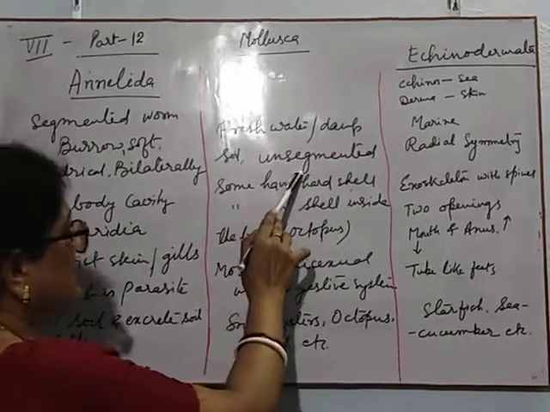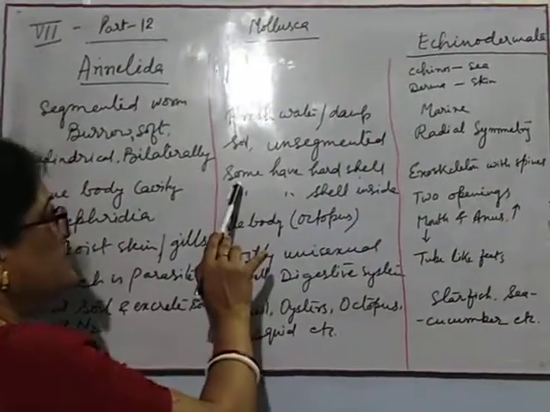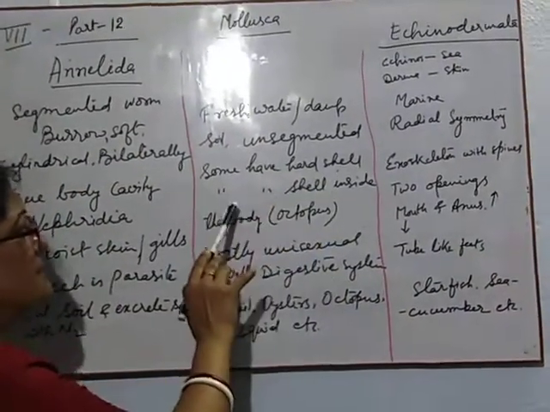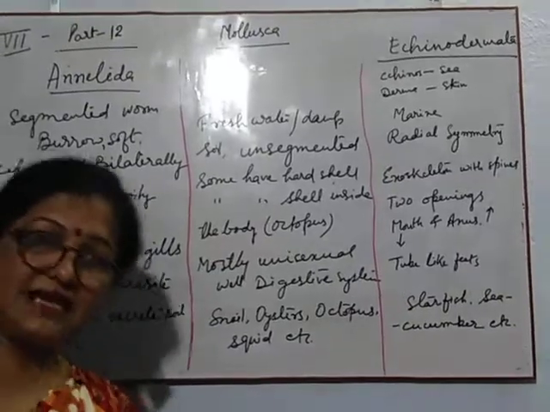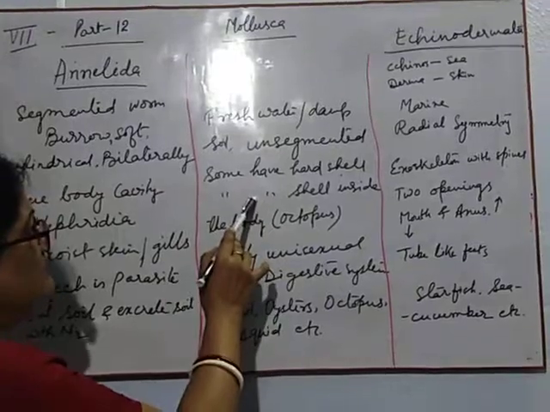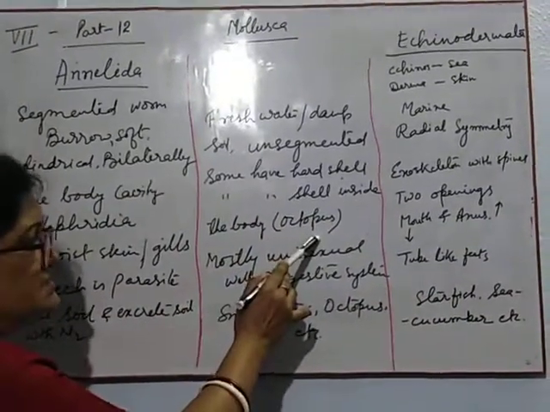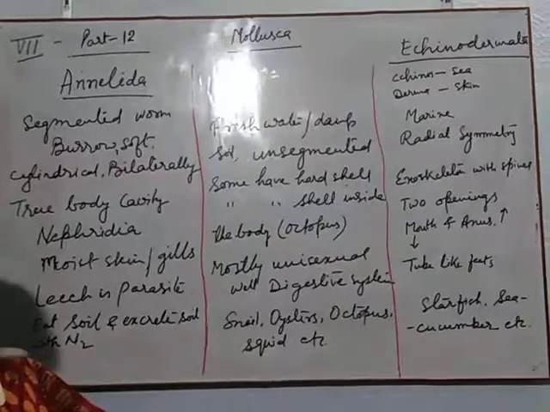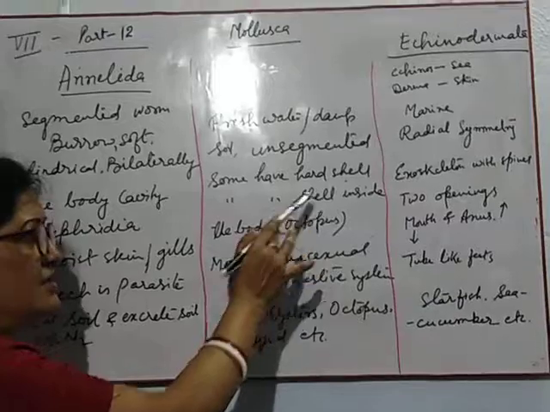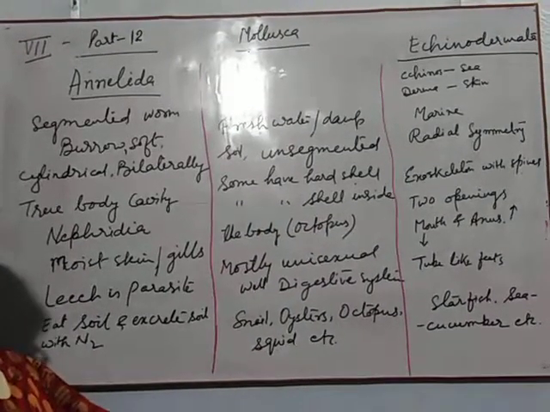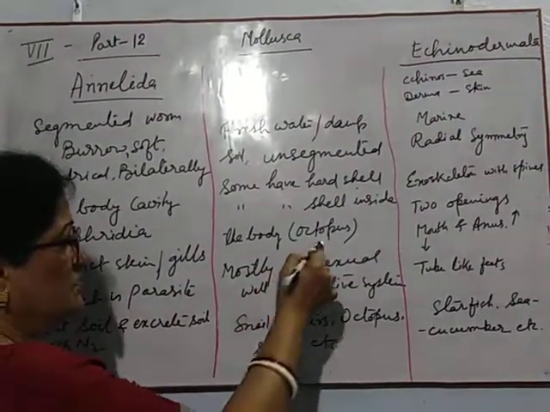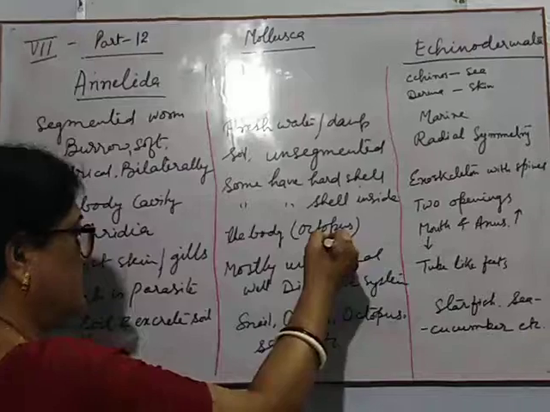So their body is unsegmented. Those with a soft body have a hard shell. But some have the shell inside their body, as we have bones inside the body. For example, the octopus. From the outside, the octopus is a very soft-bodied animal, but inside it has a shell, and this shell gives it proper structure to carry out its activities.